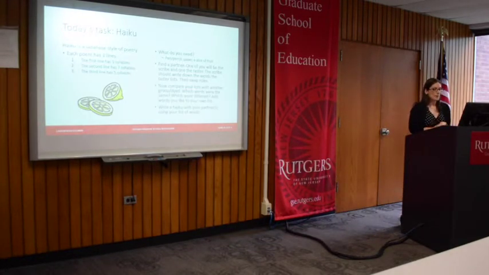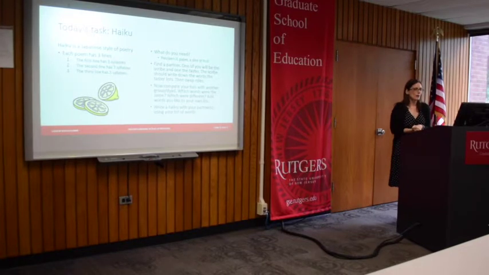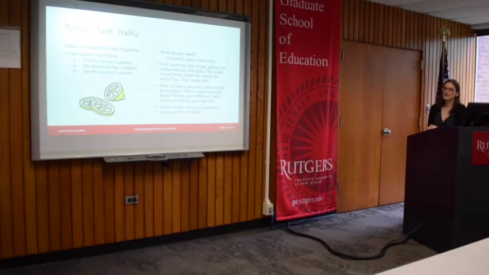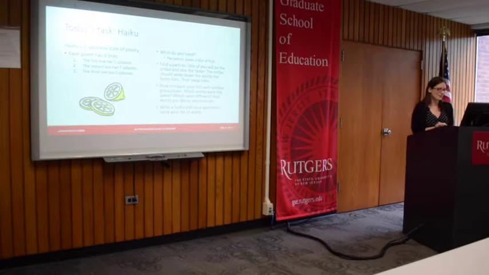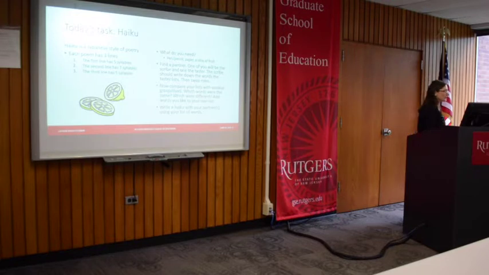So I brought a task for you to do today, which is to write a haiku. So presumably everyone knows, but just as a bit of a review, haiku is a Japanese style of poetry. Each poem has 3 lines. The first line has 5 syllables, the second line has 7 syllables, and the third line has 5 syllables. So what do you need? You need a pen or pencil, paper, and a slice of fruit, but I brought all these things for you in case you don't have them.